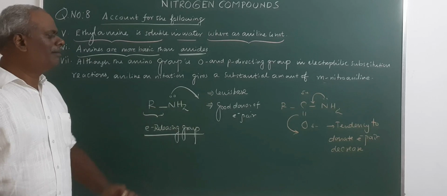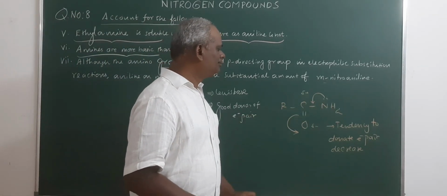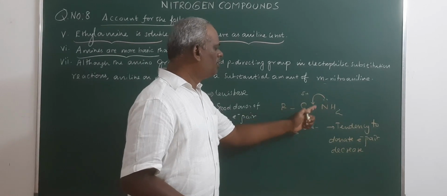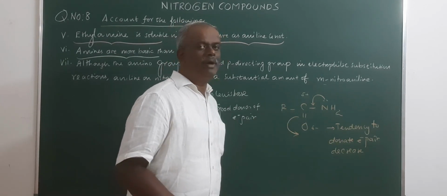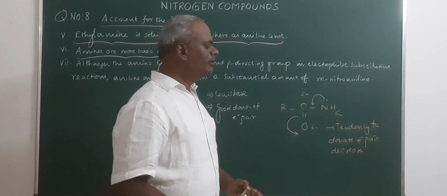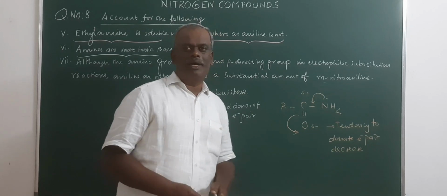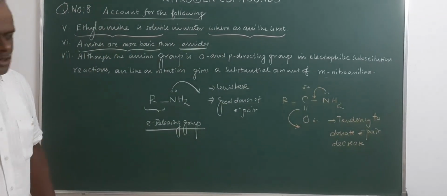In the case of amide, there is a delocalization of electrons, which means it is moving here, there is a double bond and the bond breaks and opens, it is carrying minus. If it is moving back, we will get the original structure. So it's a poor donor of electron pair. Okay.